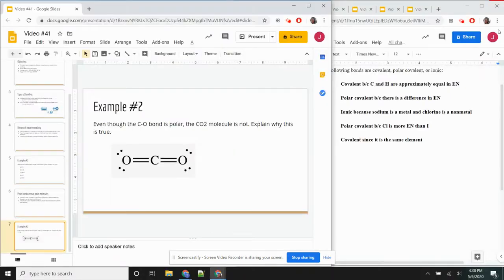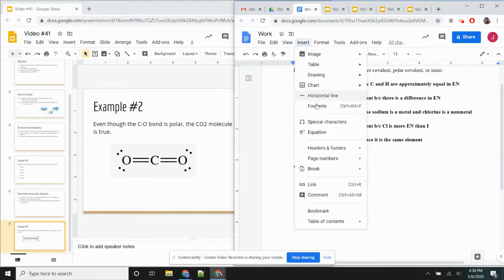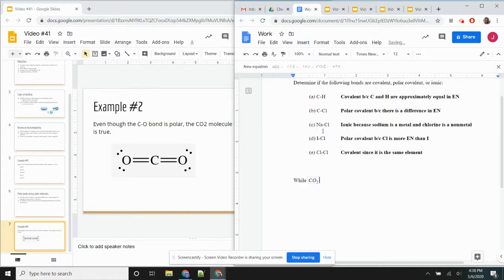Okay, I'm going to write down my answer, but there's more than one correct way to explain this. So even though CO2 has polar bonds, they are placed symmetrically around the central carbon atom. So it is overall a nonpolar molecule.